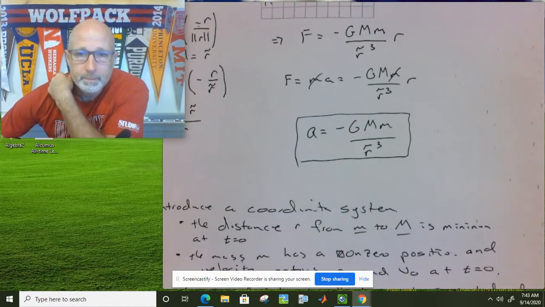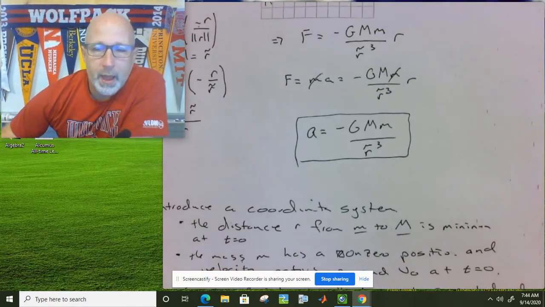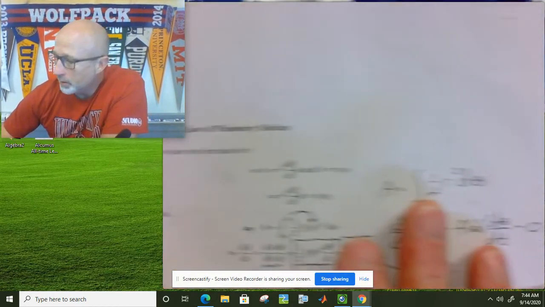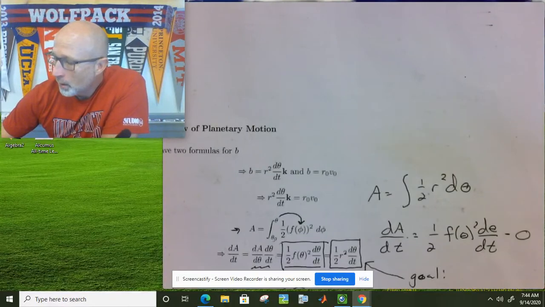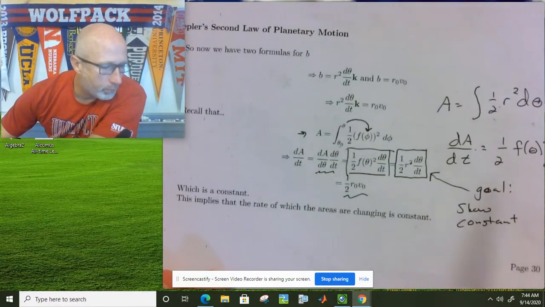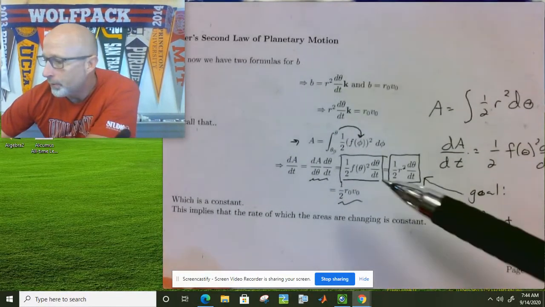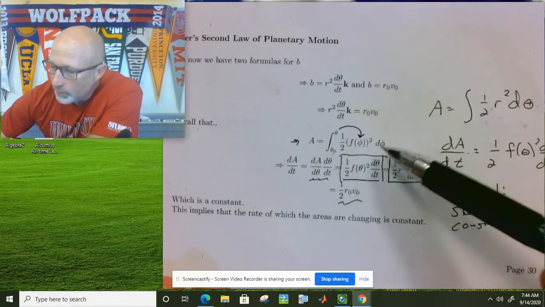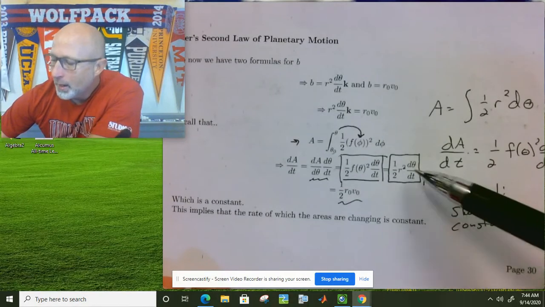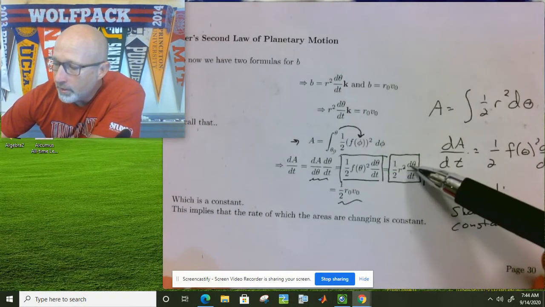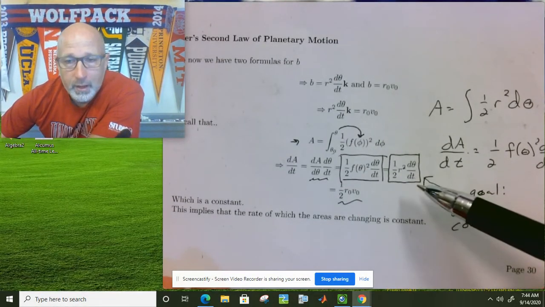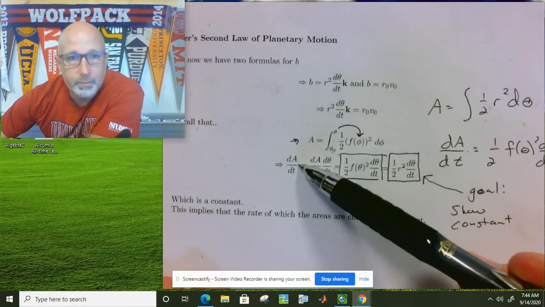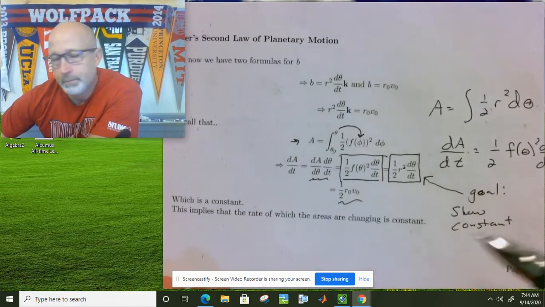We'll get there. Let's just go back and rehash what we were doing. If you recall, what we're trying to do is come up with an equation for this. We're trying to show that this is constant. In doing so, I got this equation, and I need to show that r squared d theta dt is a constant. If I can do that, then the rate of change of the area with respect to time is going to be constant, and I'm good.